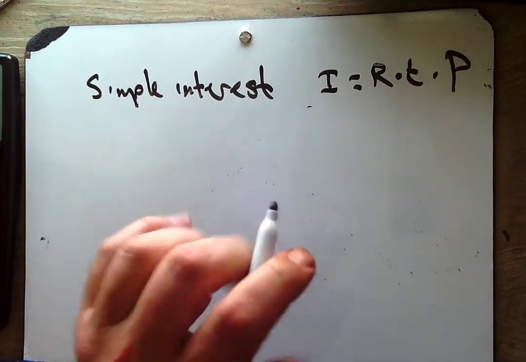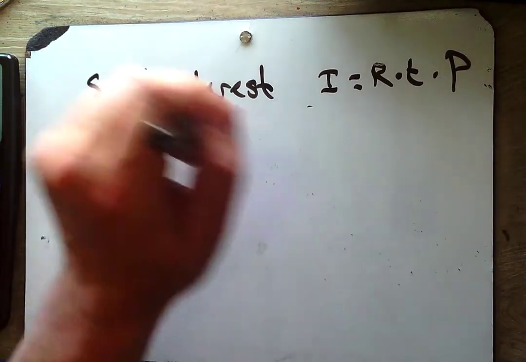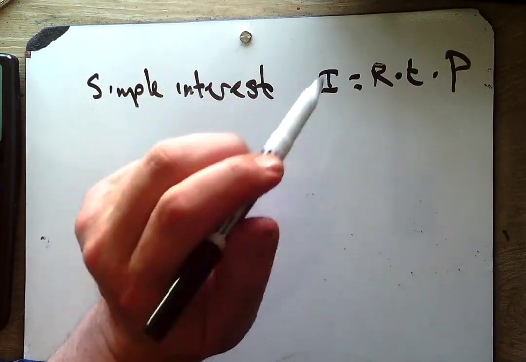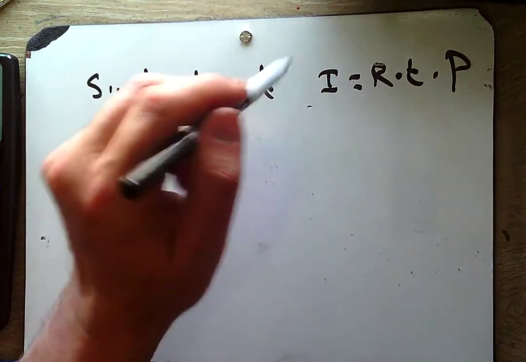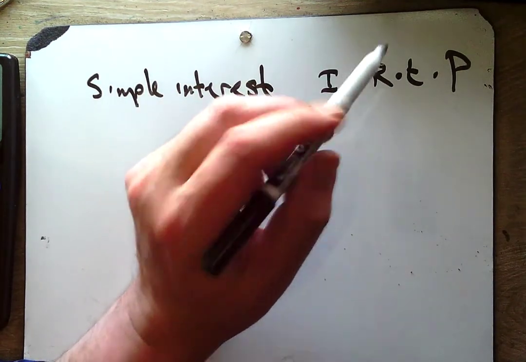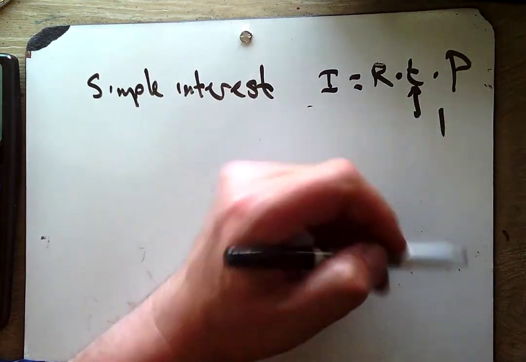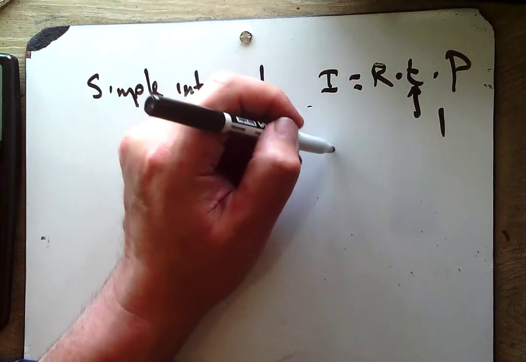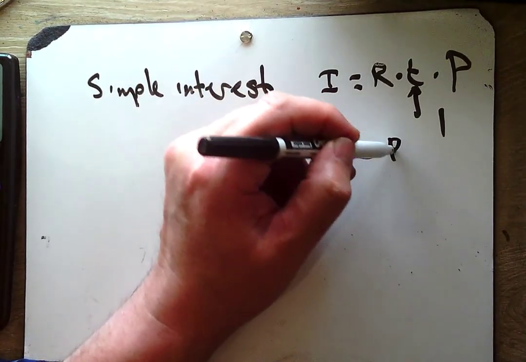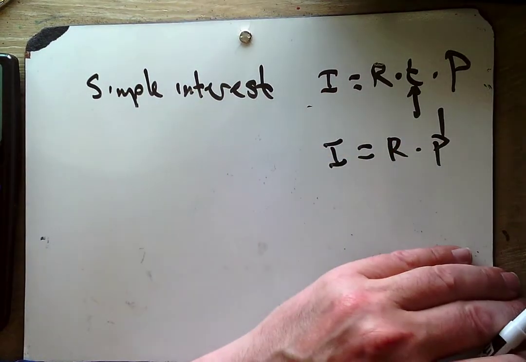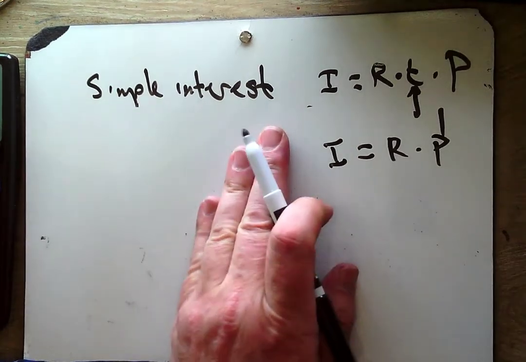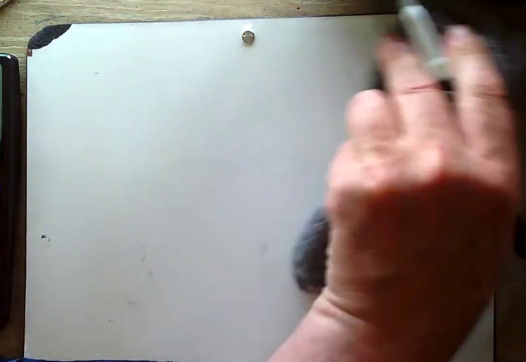Now, I will say that in all our systems word problems where we see interest showing up, time is 1 year. So our interest equation is just going to be rate times principal. All right. With that in mind, let's now say, hey, you've got money.